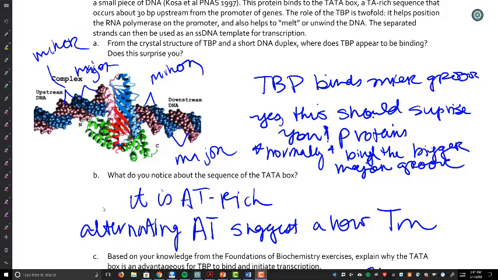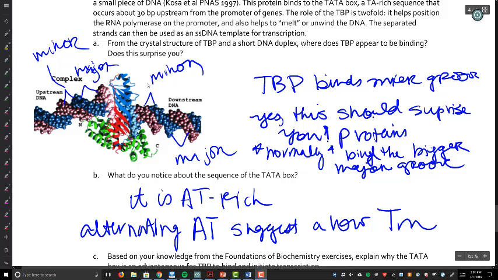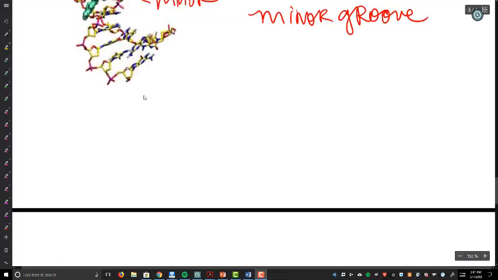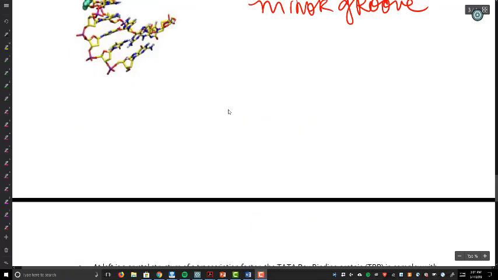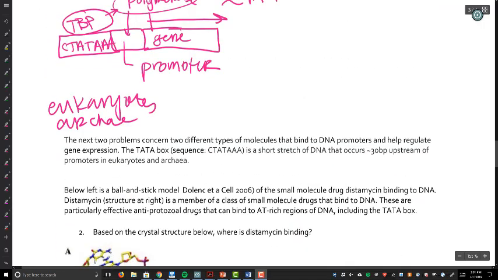So now we're tying this in together with the sequence of the TATA box to what we've talked about in class. And so I asked you to see what you noticed about the TATA box sequence. So if we scroll up to the intro to the first question, the TATA box sequence is CTATAAAA. Now, the name comes from TATA, but there's two things that you should notice. The first thing you should notice is that it's AT rich, and the second is that part of it is alternating T's and A's.